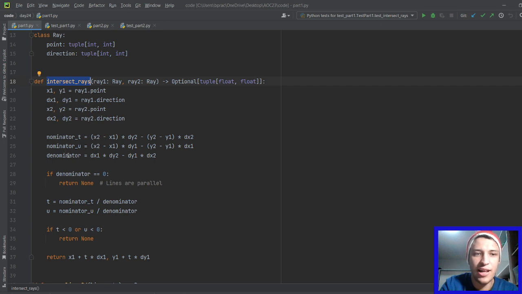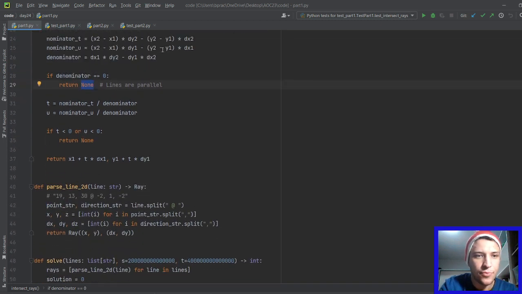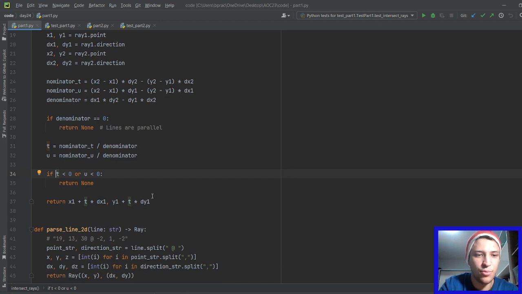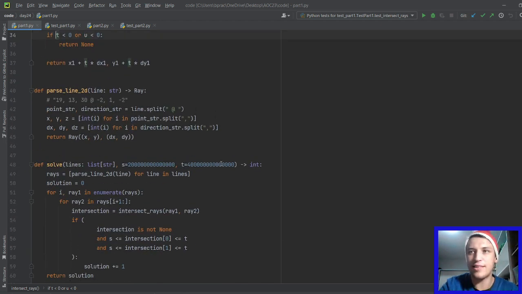We essentially calculate values to intersect the two corresponding lines, and then we check if the denominator is 0, which tells us the lines are parallel, then we have no intersection. And then we also check if both of these values are non-negative. That means that not just the lines intersect, but also the rays, and then we return the intersection point. Okay, and that allows us to solve the problem.